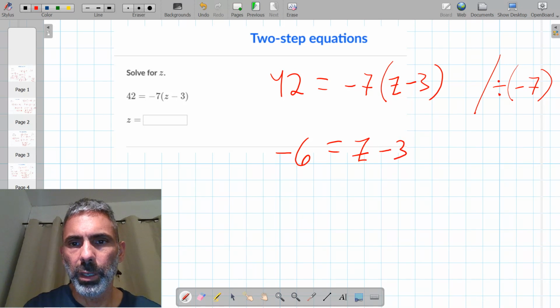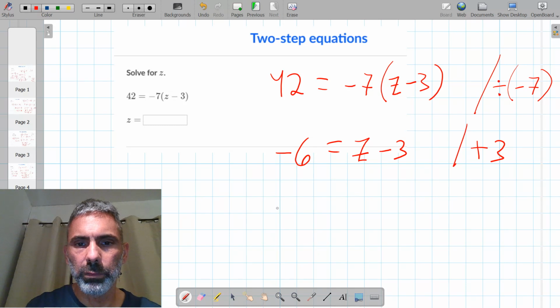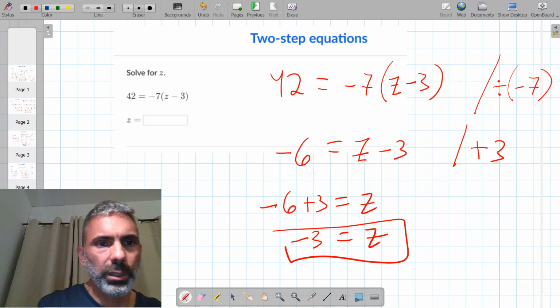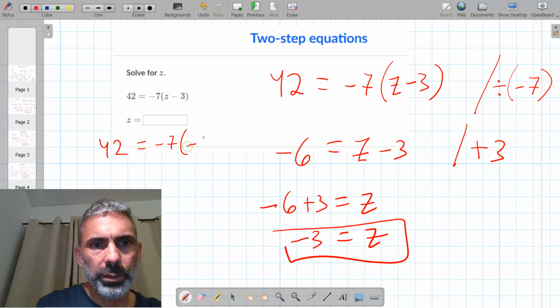And now to isolate the z I need to add 3 to both sides of the equation. So minus 6 plus 3 equals z, which means that z equals minus 3. And now to test it, I will plug the result into the original equation. So 42 equals minus 7 times minus 3 minus 3.